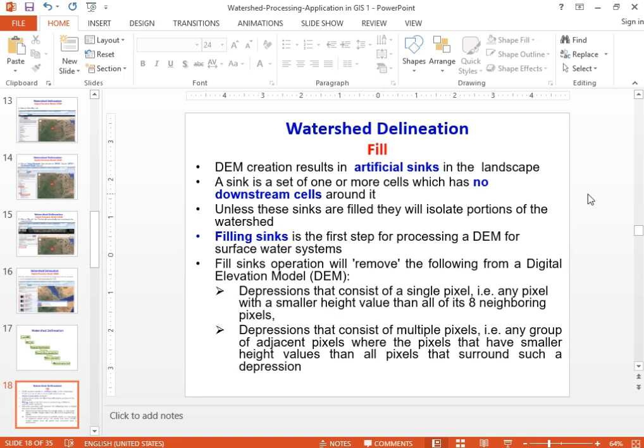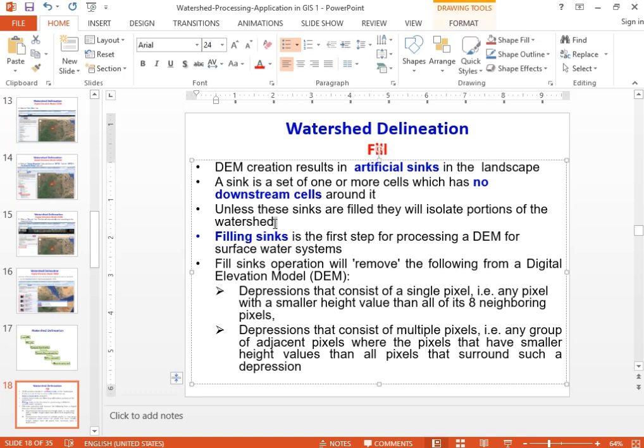Those sinks do not have downstream cells, so there is no downstream flow of water after the sinks. You have to remove them before proceeding to the next step. Fill sinks is the first step for processing a DEM for the surface water system. Unless these sinks are filled, they will isolate portions of the watershed.